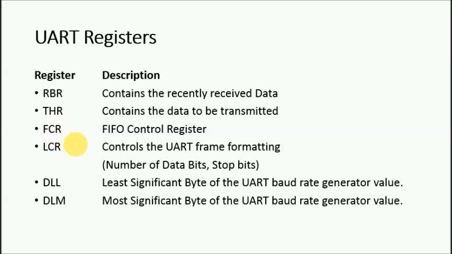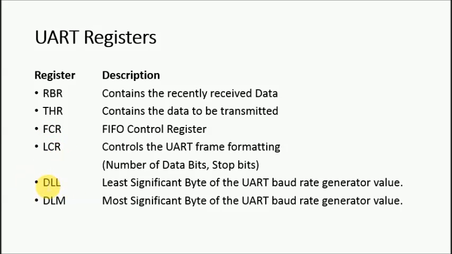This register is very important for configuring the UART, because whatever data we have can have formats, and we can specify the formats using the line control register, LCR, which controls the UART frame format. Frame format means the number of bits we are going to transmit, the number of stop bits, and whether parity is checked or not, whether it is even parity, odd parity or no parity. Remember, for UART operation we have to configure the control registers FCR and LCR.